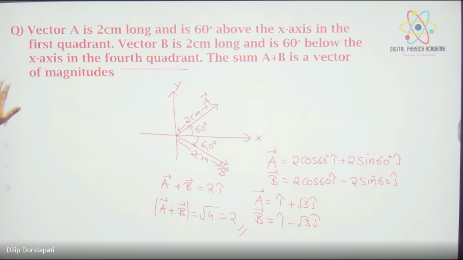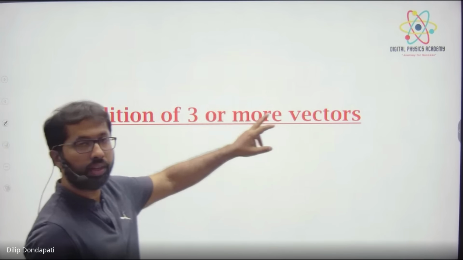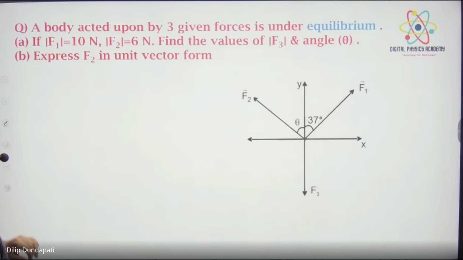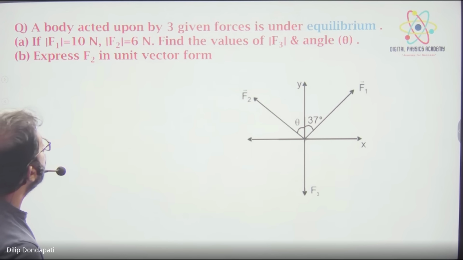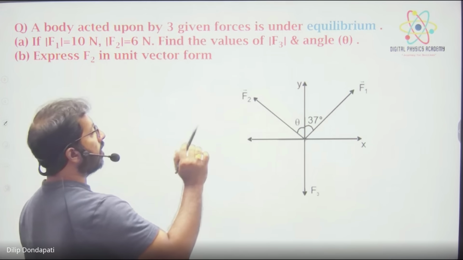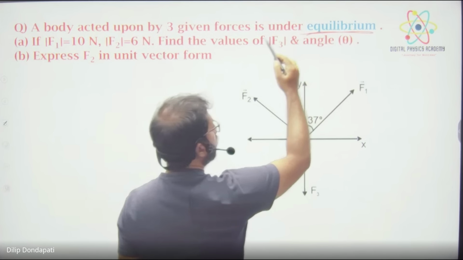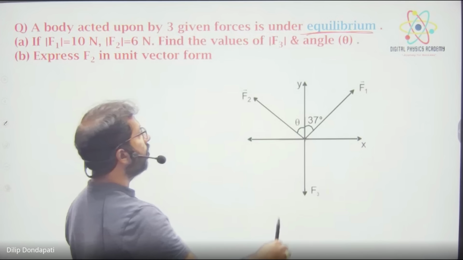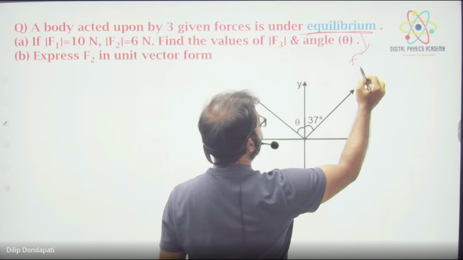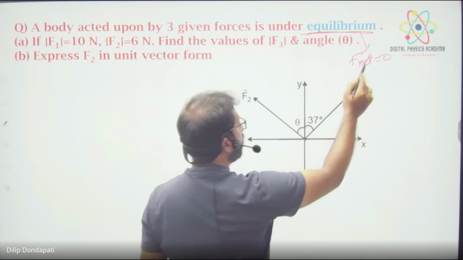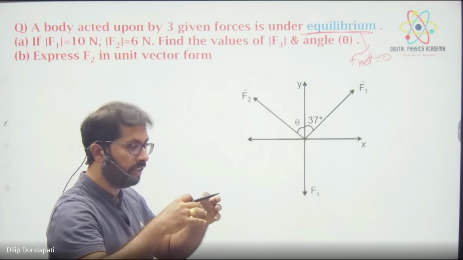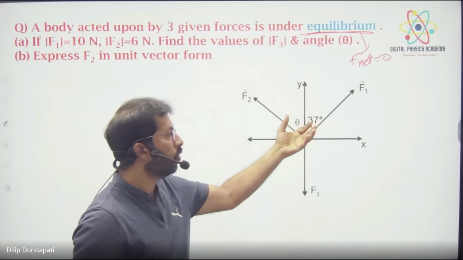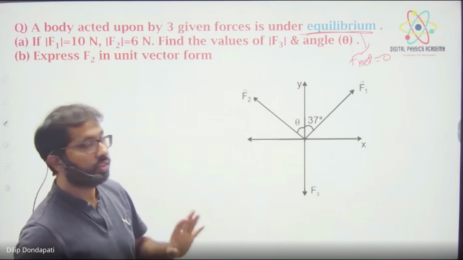Okay, now addition of 3 or more vectors we'll see. Look. A body is acted upon by 3 given forces under equilibrium. What is the meaning of equilibrium? Like equal conditions? No. Equilibrium means net force will be 0. That means the body is not moving. Forces are acting on it, but the net force will be 0. Balancing. That is called equilibrium.